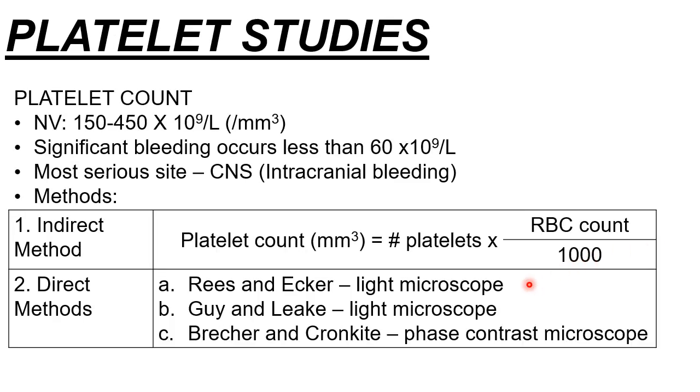Okay, so let's start with the platelet studies, which includes number 1, platelet count. The normal value would be 150 to 450. In other books, 200 to 400 or 150 to 500. Significant bleeding will start at levels of less than 60. Okay? Dito na magkakaroon ng uncontrollable bleeding ang pasyente.